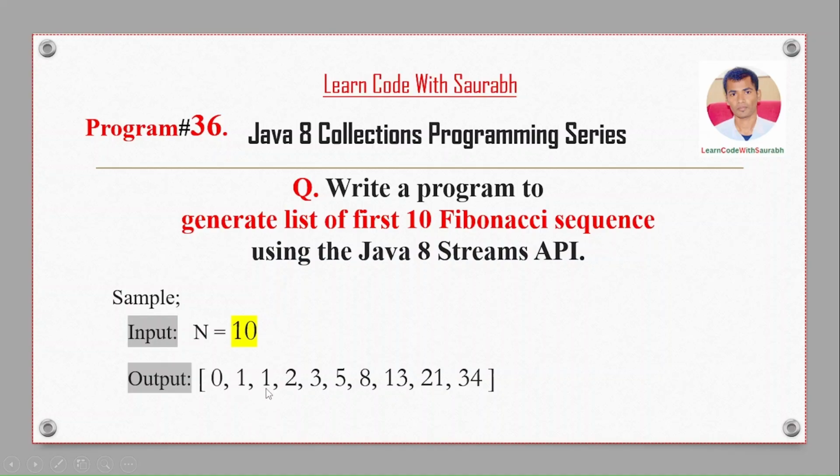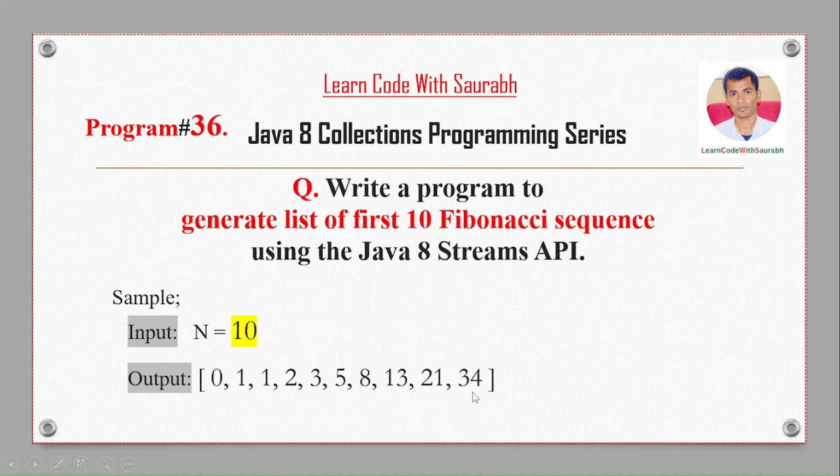So 1 plus 1 generates 2, and now 2 is the current value, so 2 plus the previous value 1 gives 3. Then 3 is the current value and 2 is the previous value, so 2 plus 3 becomes 5. Similarly, you can see 3 plus 5 is 8, 8 plus 5 is 13, 13 plus 8 is 21, 21 plus 13 is 34.